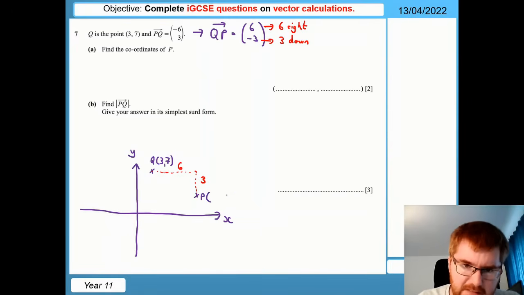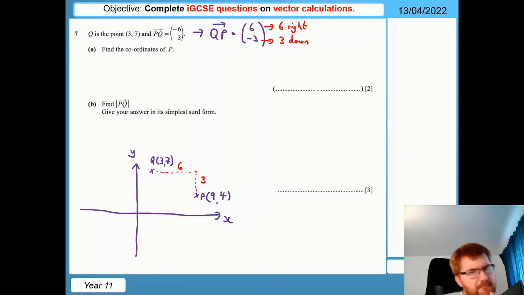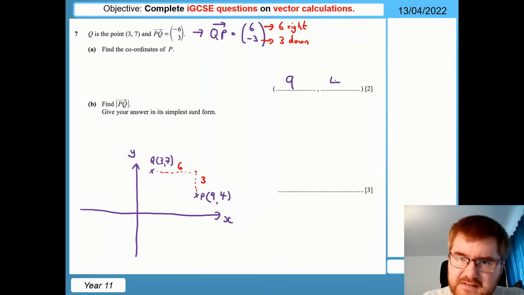So let's think about where this new coordinate is. Well, we've started at 3, we've gone 6 to the right, so that's gone to 9. And we started at 7, we've gone 3 down, that's going to end up at 4. If we look at our diagram, that makes conceptual sense as well. This looks roughly like (9, 4). So we pop that in.